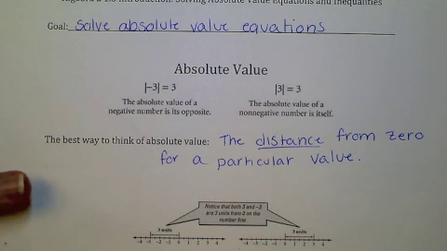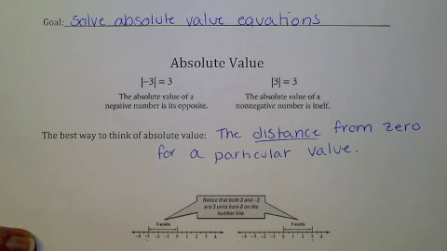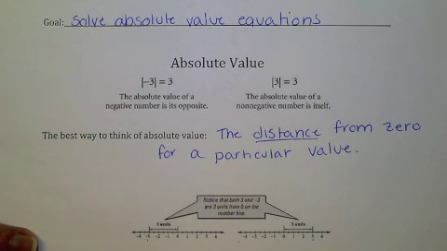And so this picture sort of highlights this idea. You can see that -3 is 3 units from 0. That's its distance from 0. +3 is 3 units from 0. So that is why the absolute value of -3 and the absolute value of +3 are the same thing. They are the same distance from 0. They are 3 units on the number line from 0. So that's why they're positive.